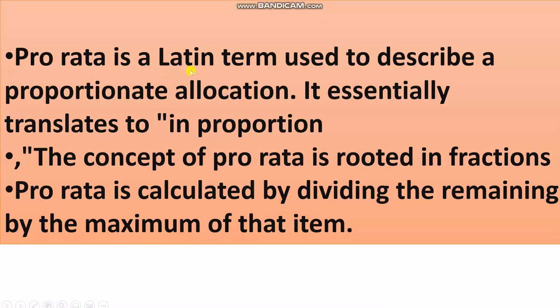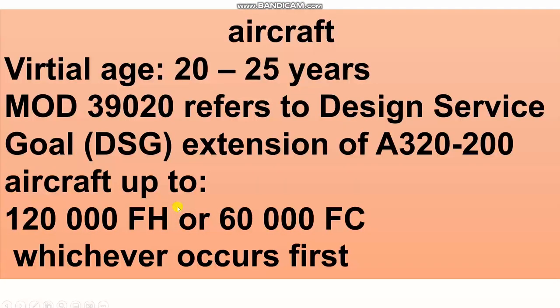Pro rata is a Latin term used to describe a proportional allocation. It translates as "in proportion". That means the rate here is the remaining over the maximum. Remaining over the maximum. This is the ratio rate of pro rata. For example, aircraft current price.